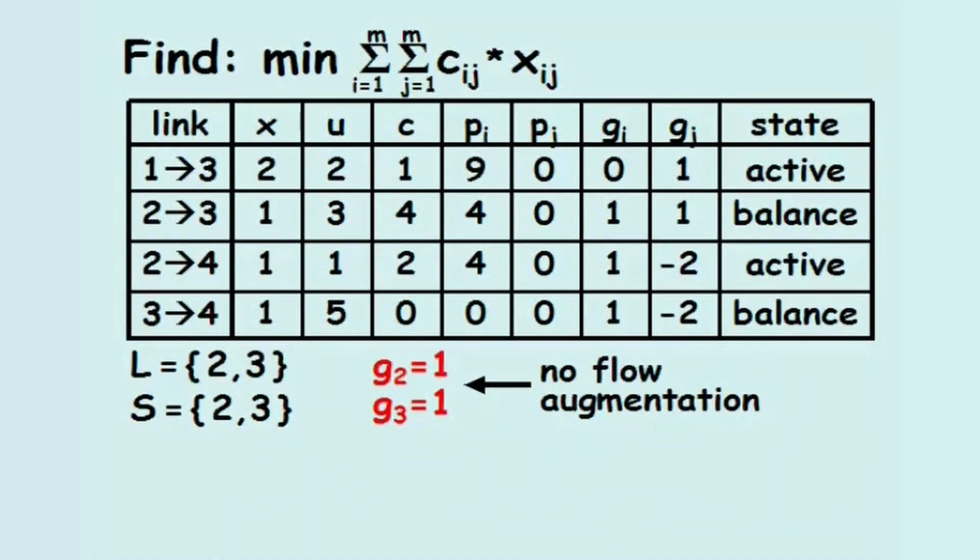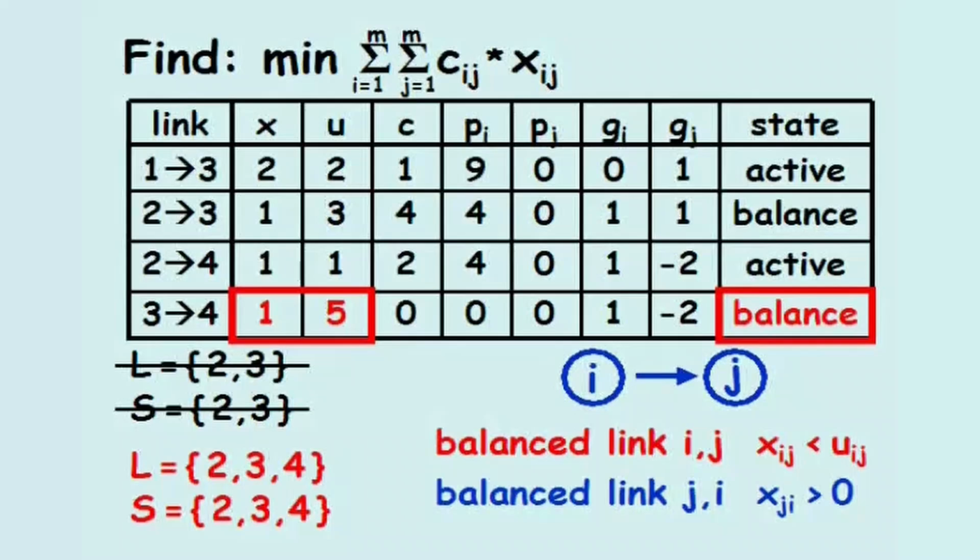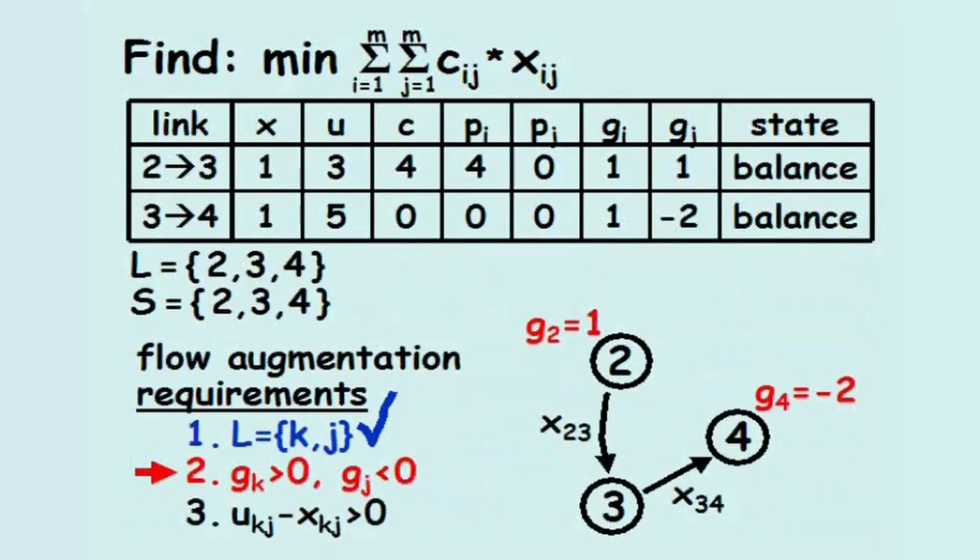Since the surplus at nodes 2 and 3 are both positive, flow augmentation is not possible. Since y prime is negative, node 4 is added to the label set and direction vector set because link 3,4 is balanced and the current flow is less than the maximum capacity. Since node 2 has a positive surplus and node 4 has a negative surplus, the second requirement for flow augmentation is met. The link capacity in the direction from node 2 to node 4 can increase for both links 2,3 and 3,4. Therefore, flow augmentation is possible.